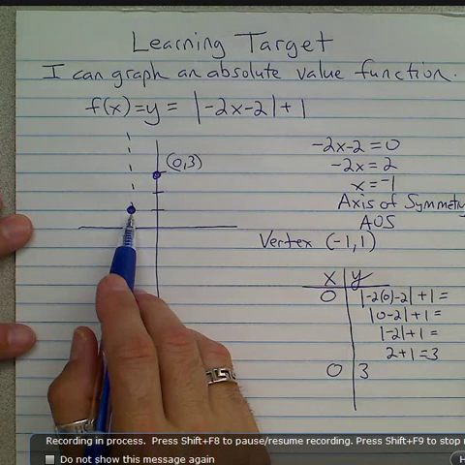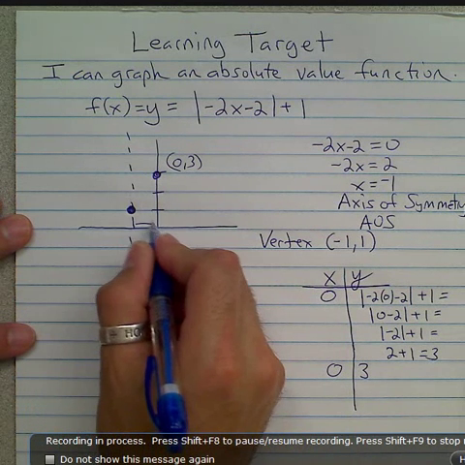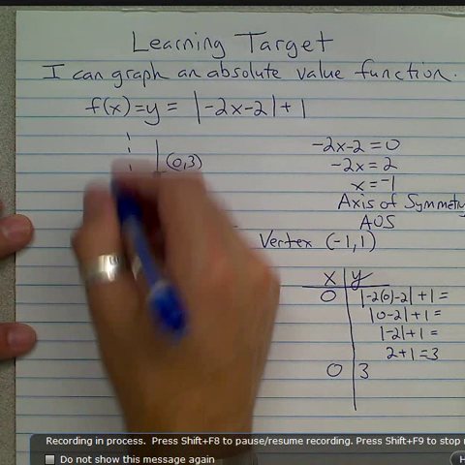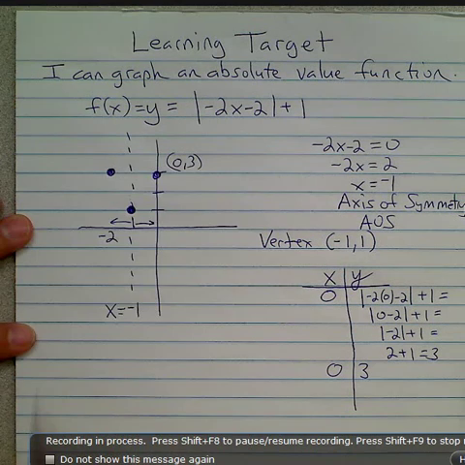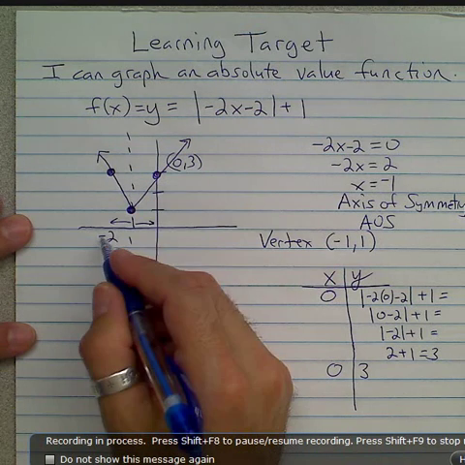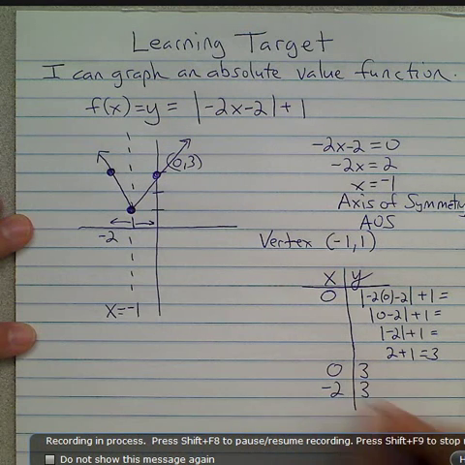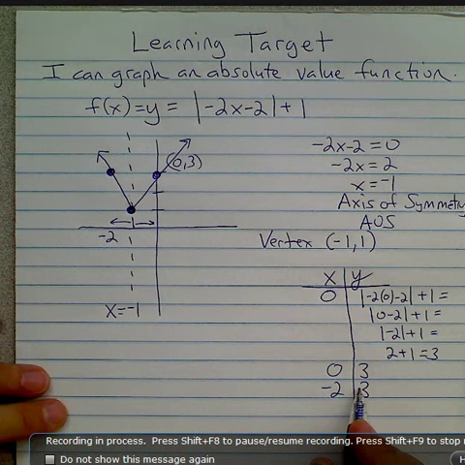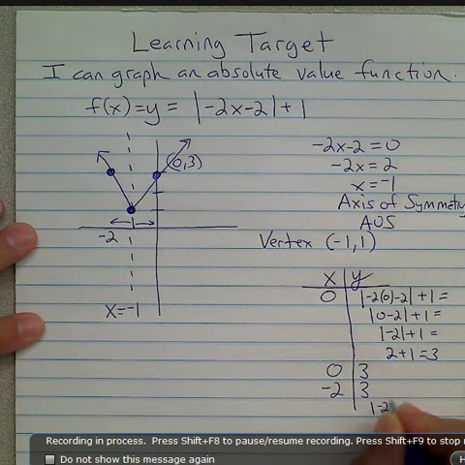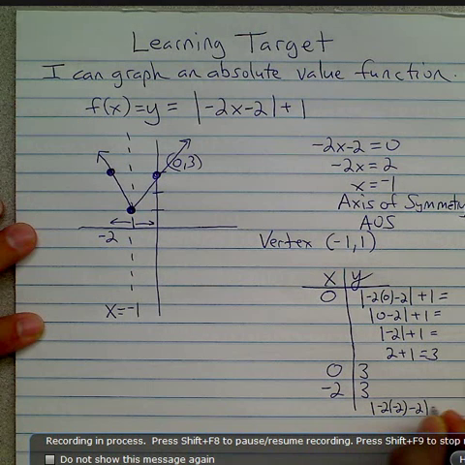Because this is an axis of symmetry, going 1 to the right, if we were to go 1 to the left to negative 2, we would also have a point on our graph. That point would indeed be negative 2, positive 3. We could check this work by putting negative 2 into our function and seeing that we have 4 minus 2 in the absolute value bars plus 1, which gives us the absolute value of 2 plus 1, which is also 3.